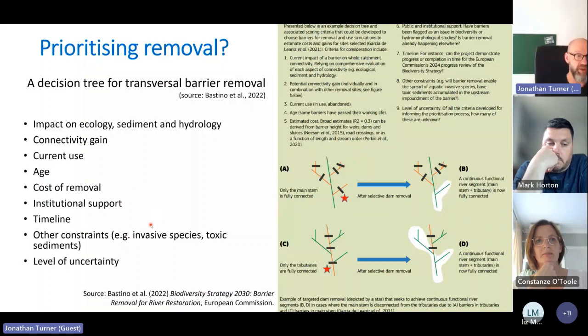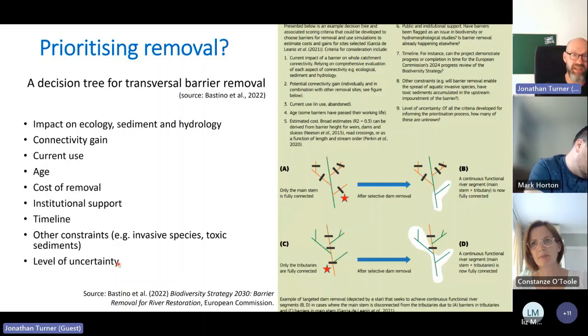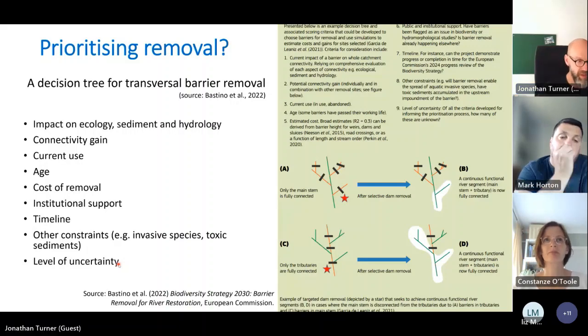And I guess perhaps less obvious are other constraints. We mentioned toxic sediments, but also invasive species. So barriers sometimes can actually act as a barrier for the propagation of invasive species. So that also needs to be considered when removing these structures. And then take all of these factors and put some uncertainty on them as well, because that will have a bearing on the decision making. So if we're very uncertain about these bullet points, then that's obviously increasing the risk and challenges that might be presented when the barrier has been removed.